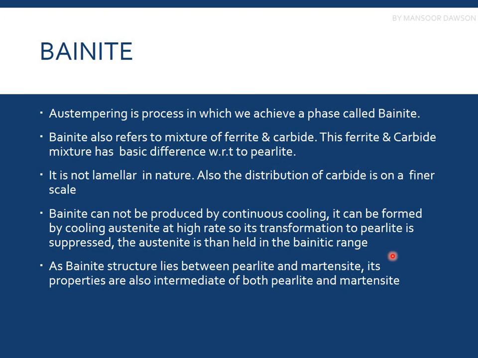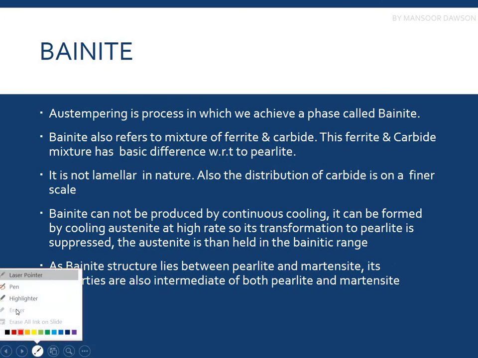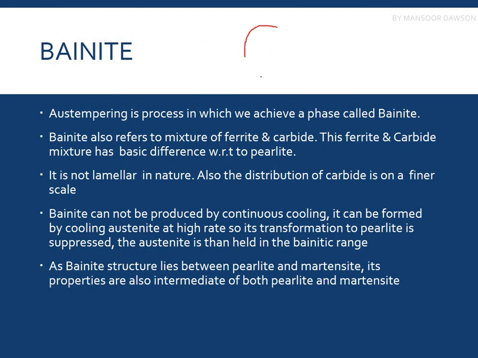The ferrite and carbide mixture has a basic difference with respect to pearlite. The structure will not be lamellar. The bainitic structure will not be lamellar in nature, and the distribution of carbon is on a finer scale. For example, I'll just draw it for you. If you have the pearlitic structure, you have an arrangement like this. These are lamellae of ferrite and cementite.